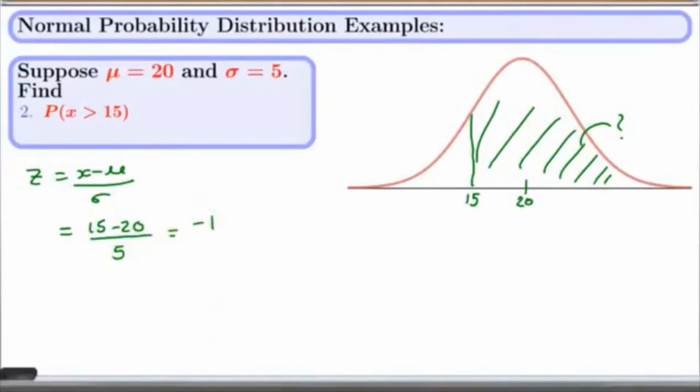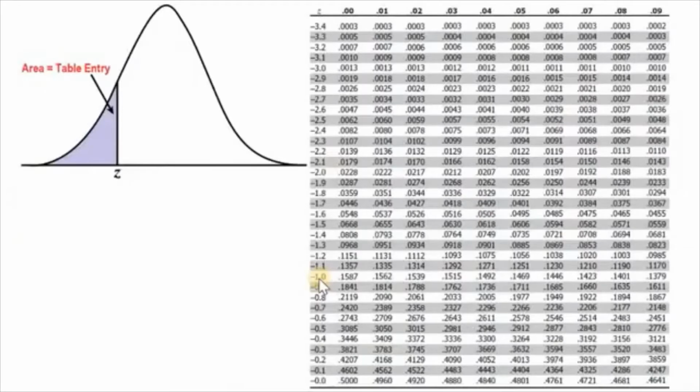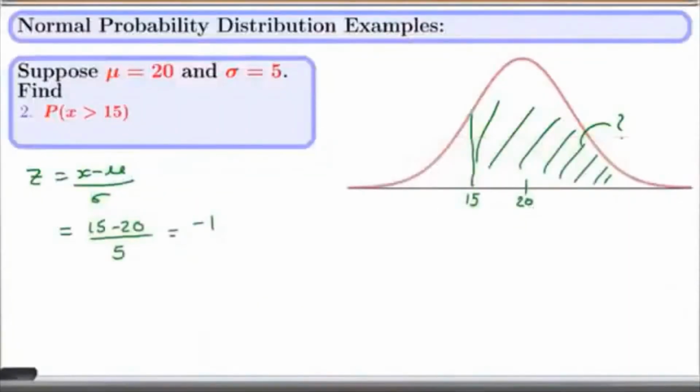Now let's look up the area in the table. So let me pull up the table first. For -1 z-score, we will look at -1 row and 0.00 column. So basically this row and this column. Okay, that gives us 0.1587. Okay, so let me put that down here. So this area here is 0.1587. So this is the area to the left, but here we need area to the right.